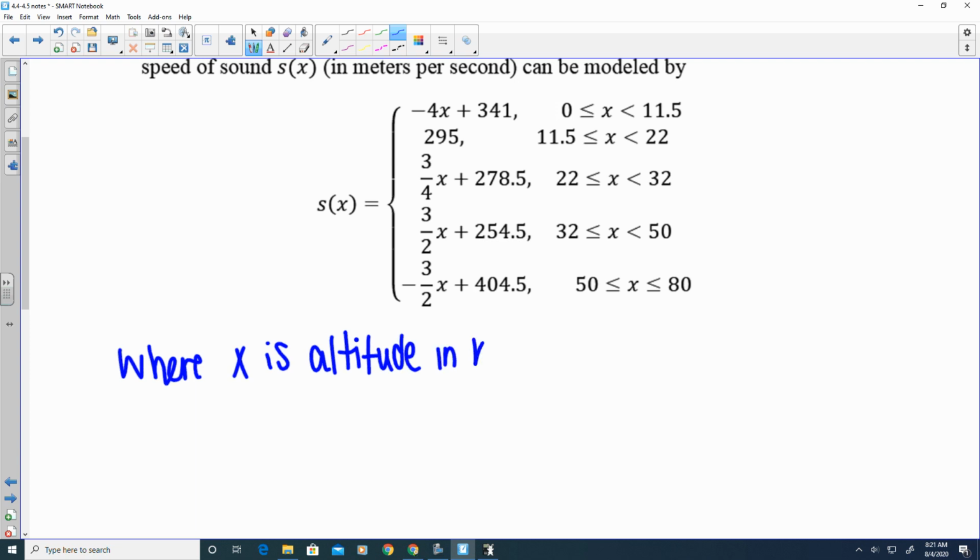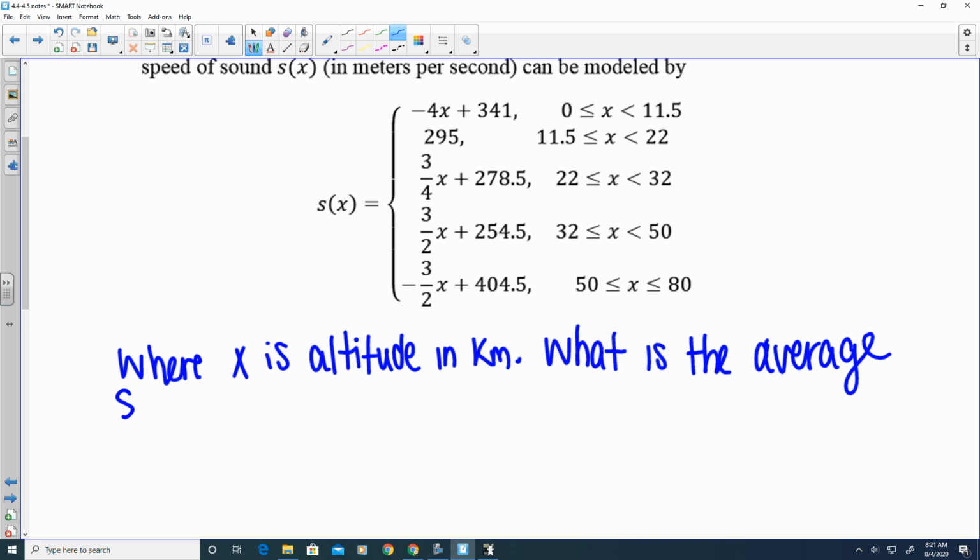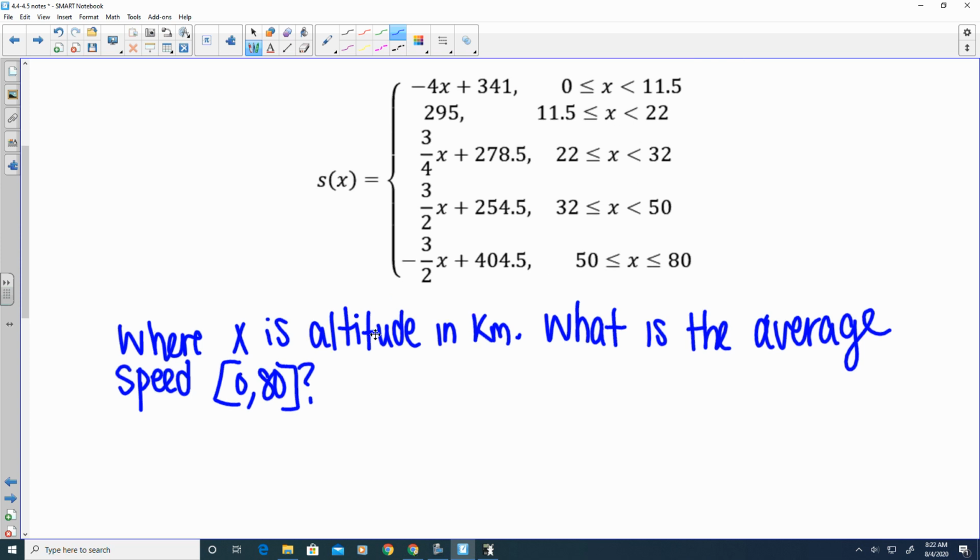There's no question either, might want that. What is the average speed? From 0 to 80. So now that we have a goal, now that we have a question, we are going to have to break it up. It's already broken up into the intervals for us. We just have to do all of the separate integrals, which looks like a pain.